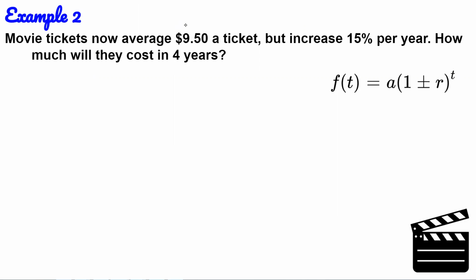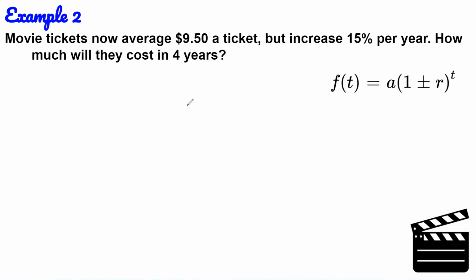Okay, so movie tickets are $9.50 a ticket, and increase 15% per year. How much will they cost in 4 years? So let's go ahead and see how much inflation we're going to have in this movie ticket price.